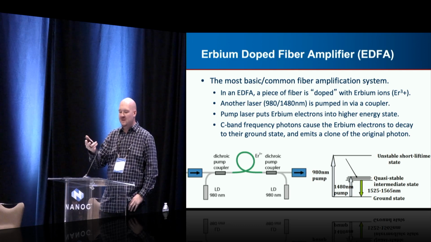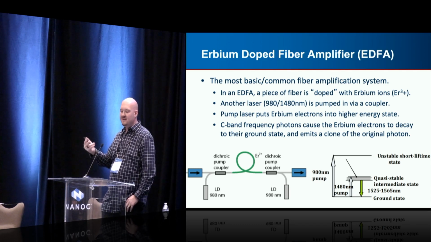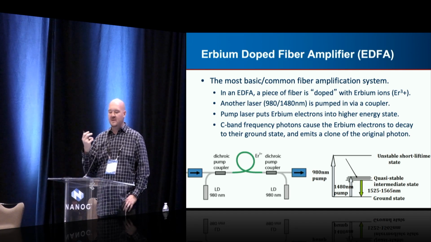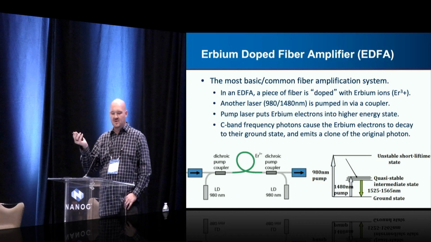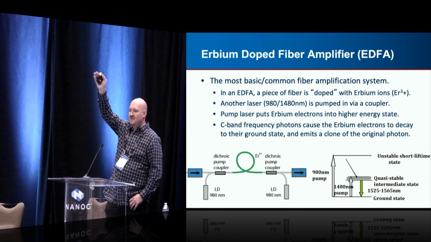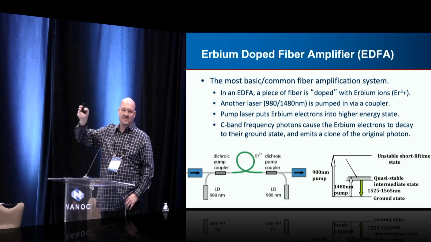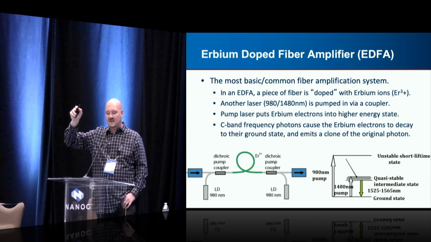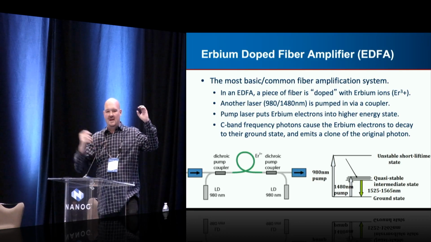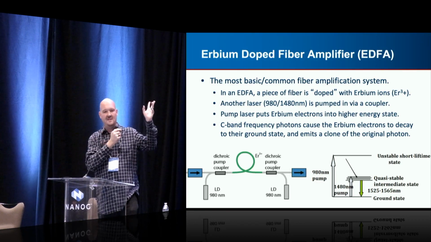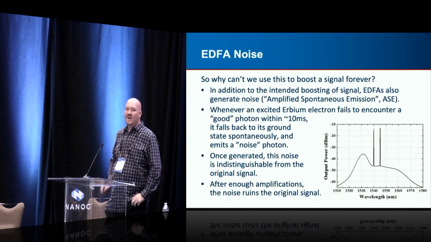The reason for the two different pump lasers is that's a way you can pump the most amount of power into the system. There's two different states. One's called the unstable state. You can pump at 980 and it goes all the way up to the second level, and then it immediately falls back down to the first. If you pump at 1480, you go to the quasi-stable state. But you elevate this electron, a good photon comes along, hits it, emits a clone, and you're left with a brighter signal. So why can't we do this forever, right?